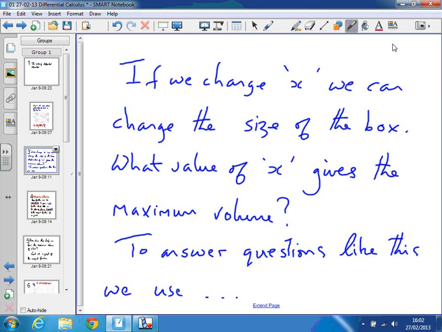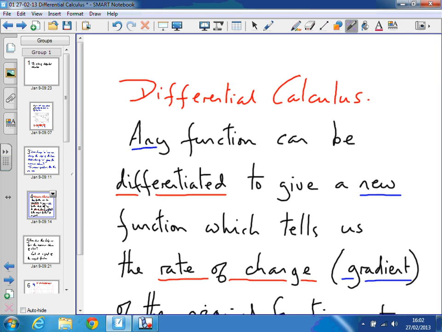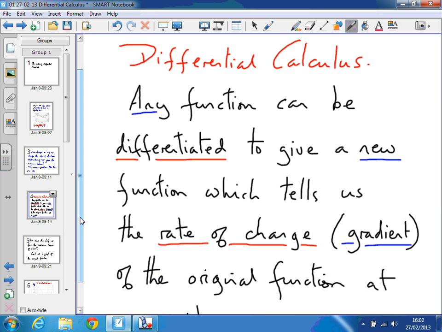To answer questions like this, and in fact other areas where we're after maximum values and things like that, we use differential calculus. So let me just point this out to you, and then I'll pause it so you can write it down if you want. Differential calculus: any function, and what we've just written down is a function for the volume of a box, any function can be differentiated. So that's like the verb. Differential calculus is what we do, and we differentiate things. You know, it can be differentiated. And it gives a new function. So it's a different function to the original one. And it tells us this.